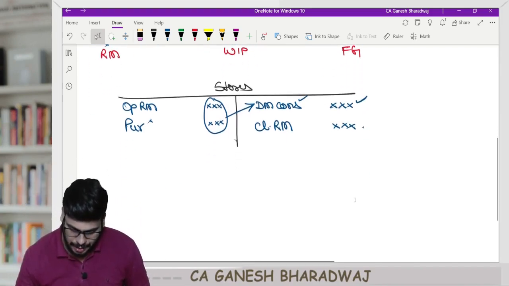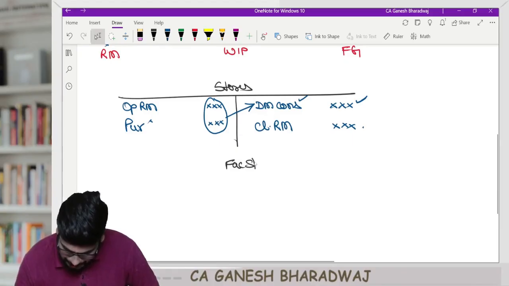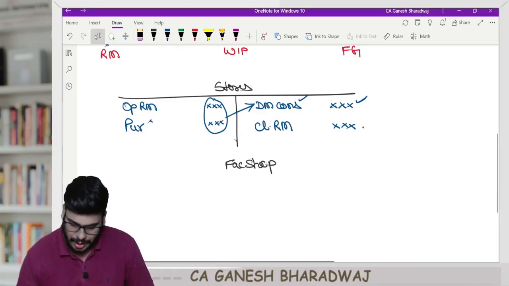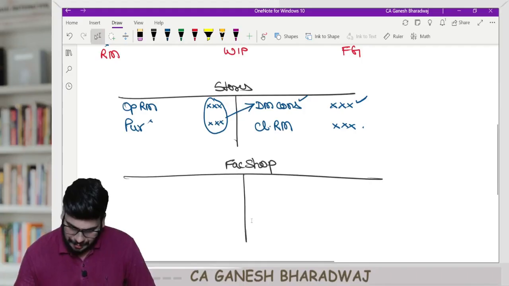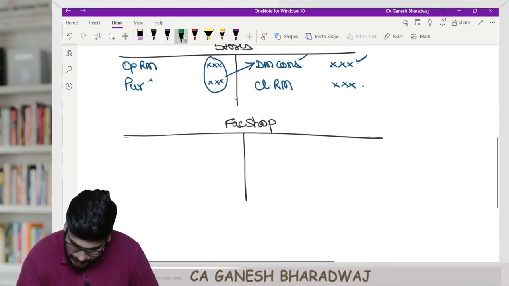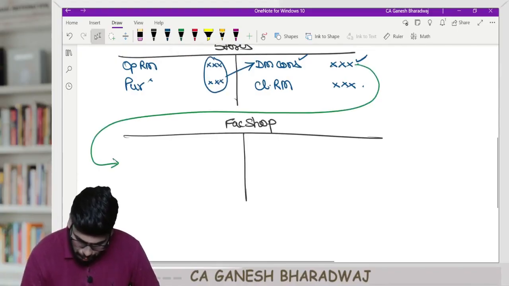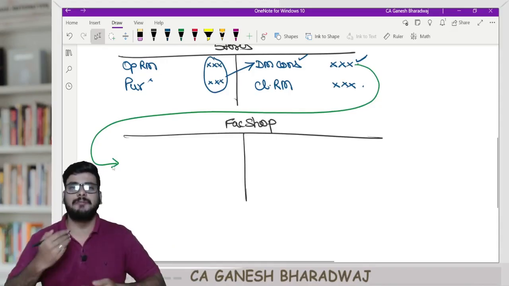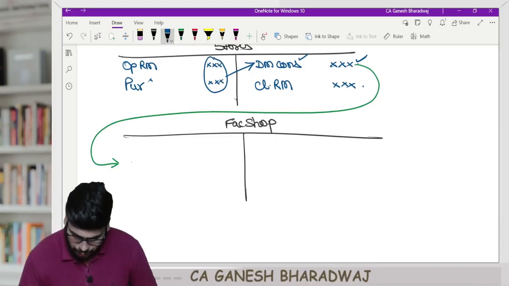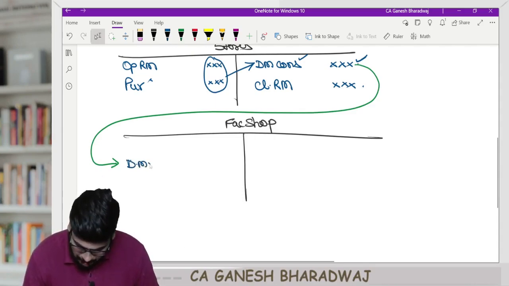So basically, this now enters into the next area called the factory shop. Now, in my factory shop, this direct material consumed will enter here. So whatever is getting consumed will move out of my stores and will be entering into my machines. Are you clear with this? So here I will be having direct materials consumed. Are you clear with this, guys?